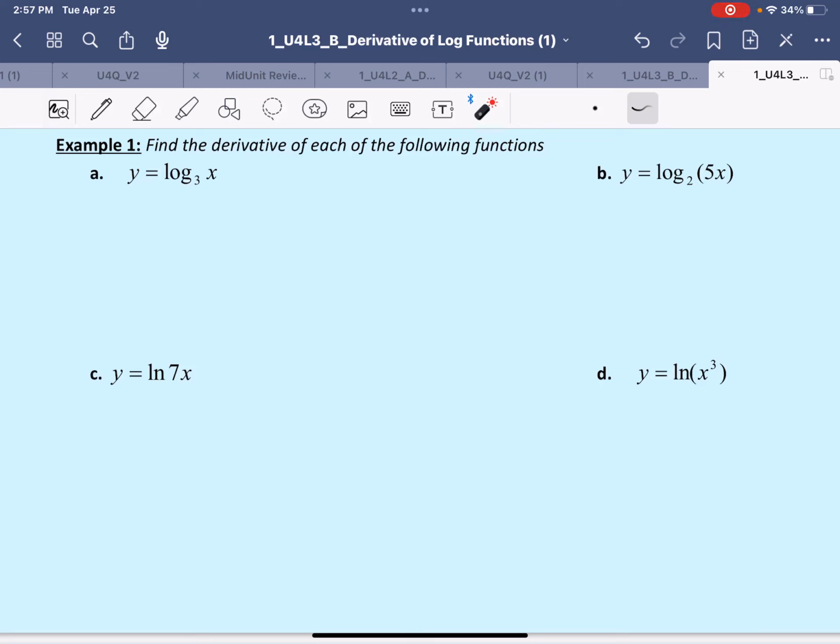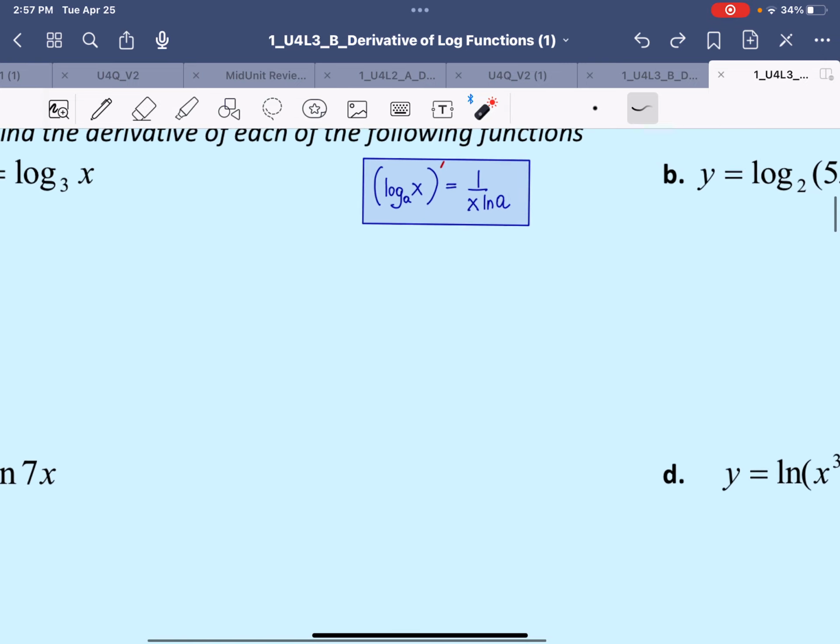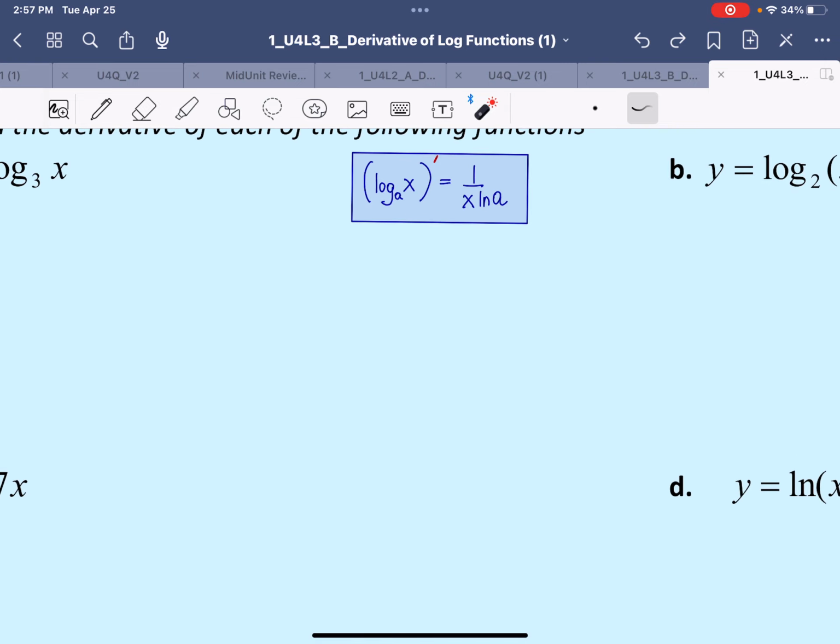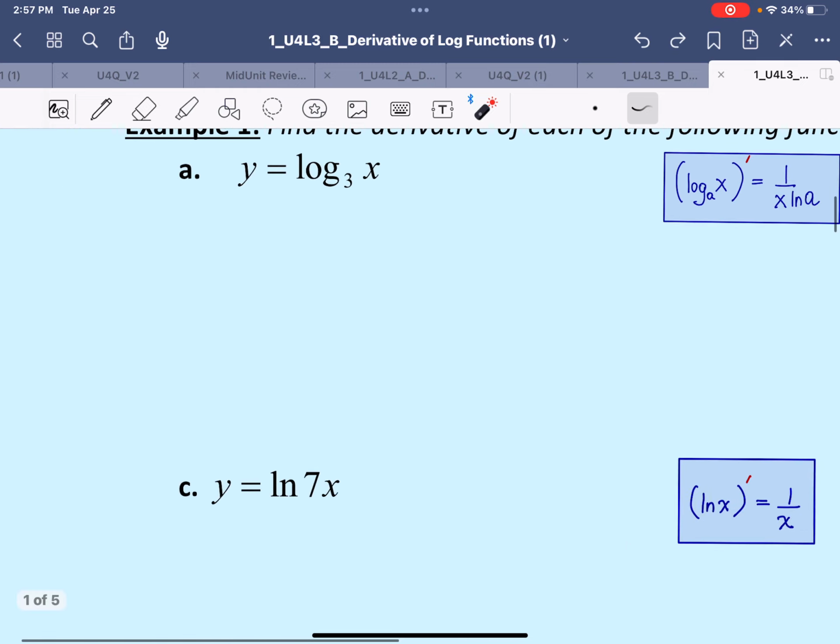Let's continue with some examples where we have to practice the derivatives of logarithmic functions. Recall that the two formulas we just learned are: the derivative of log with base a of x is 1 over x ln a, and the second formula is the derivative of ln x is 1 over x. Let's get started with the first example.